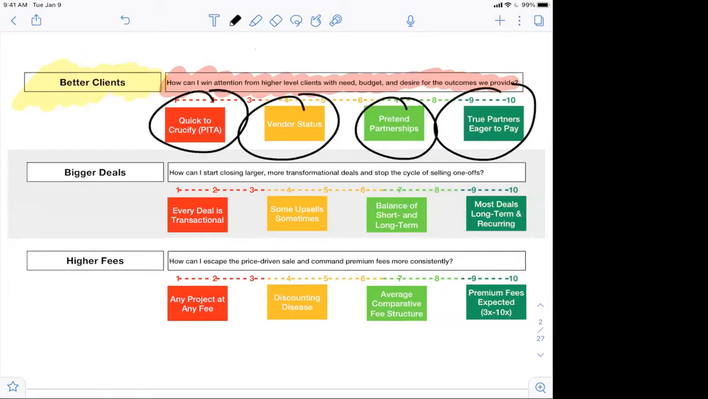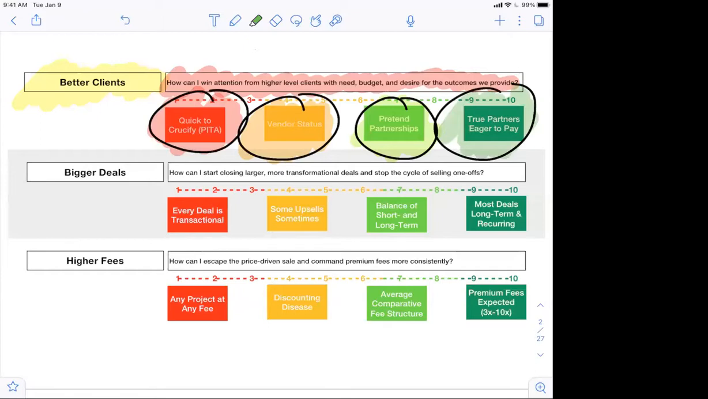So right now, just on a piece of paper or on your 3 meatball diagram, where do you fall on this? Are we more in the amber zone, which is kind of like here? Are we in pretend partnerships? Some clients are okay and some are even good. Or do you really focus in on true partnerships where most of your clients are high-level clients with need, budget, desire? They love you, you love them, and it's just a whole general love fest. So that's question number 1.